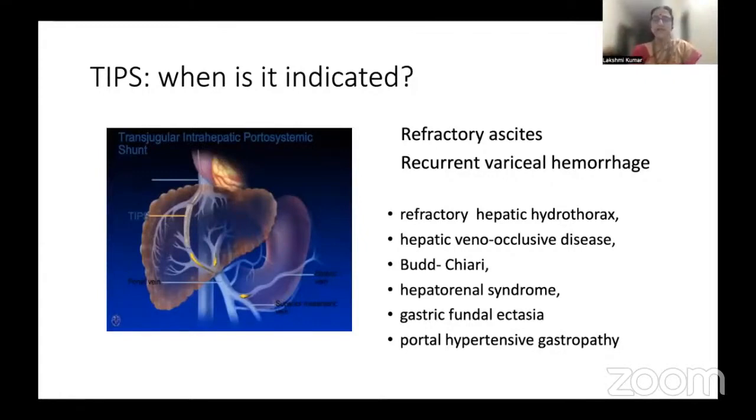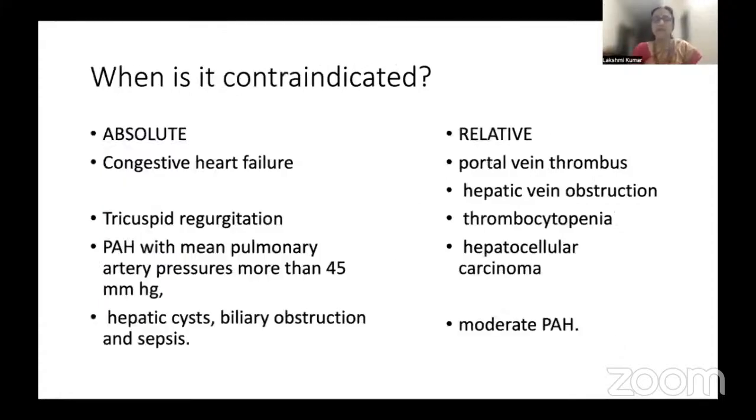The relative indications for TIPS are a refractory hepatic hydrothorax, hepatic veno-occlusive disease, Budd-Chiari syndrome, hepatorenal syndrome, that's like a relative indication, gastric fundal ectasia, and portal hypertensive gastropathy. When do I contraindicate? When should we not do TIPS?